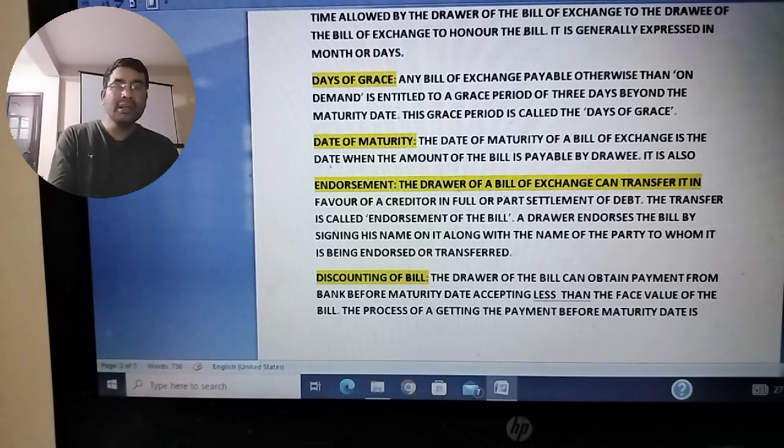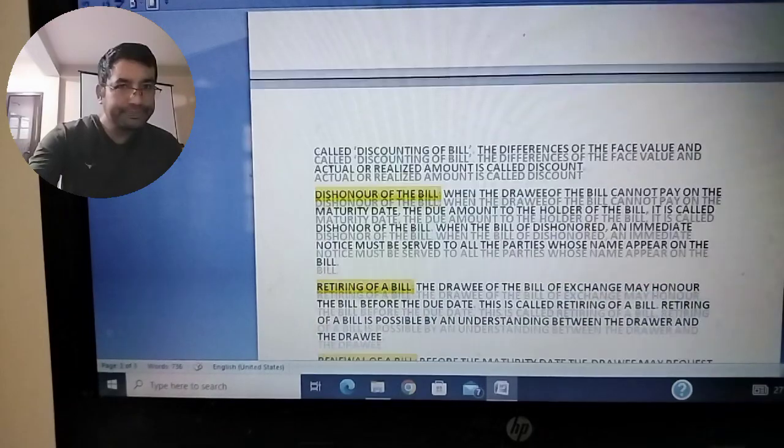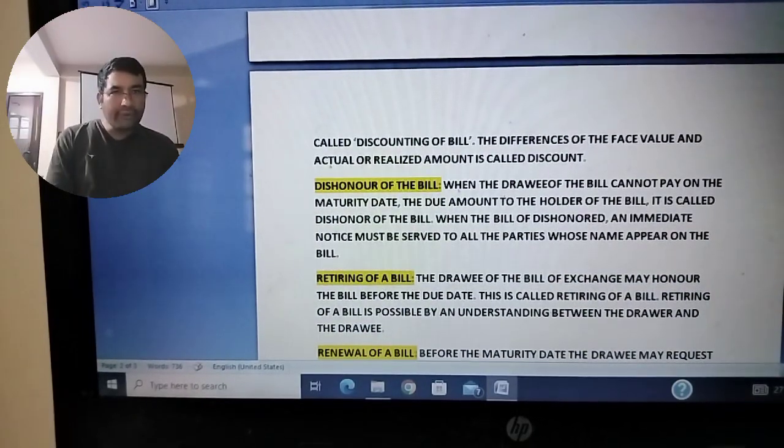So discounting of bills means taking an amount from the bank against the bill before the due date, but the bank will not pay the full value of the bill. The bank will charge a certain amount as commission, and this is what is called discount. So the drawer of a bill may obtain the payment before the due date, and this is what is called discounting the bill. And the drawer usually gets less than the face value of the bill when the bill is discounted with the banker. So the difference between the face value of the bill and the actual value realized is called discount.